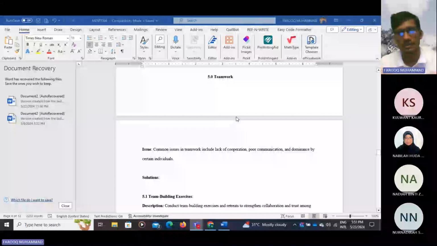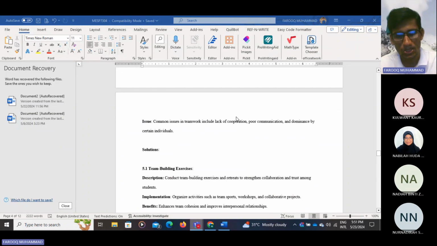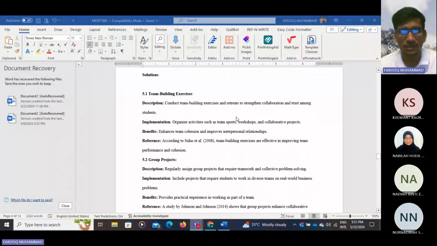The last employability skill will be teamwork. What issues are we having in teamwork? Common issues in teamwork include lack of cooperation, poor communication, and dominance by certain individuals. So what kind of solutions could we use to solve this issue?